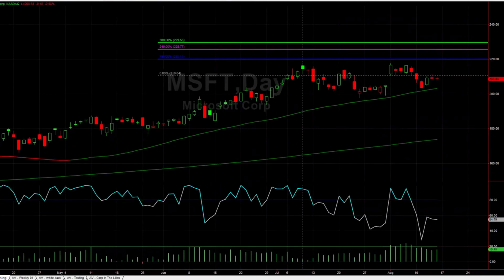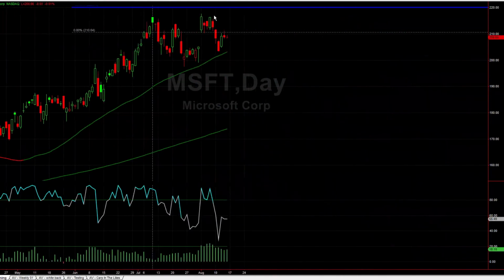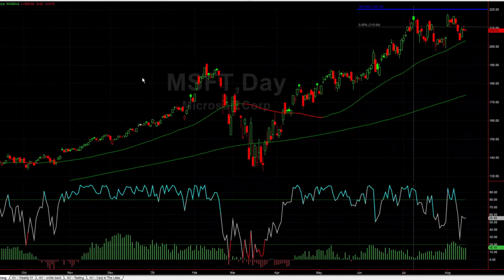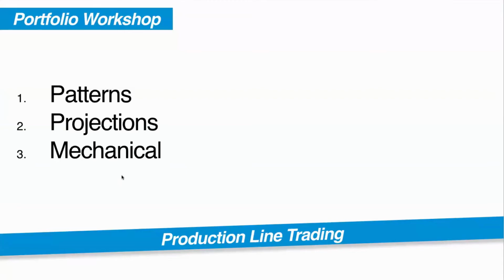And just drawing my other thing out the way. So there's projections. So if price is trending, we can use projections quite nicely. And where's my, there we go. So, and then we've got mechanical.